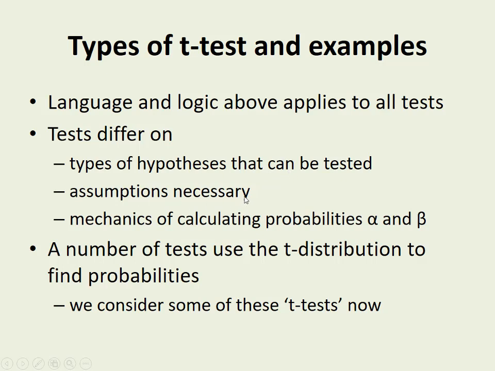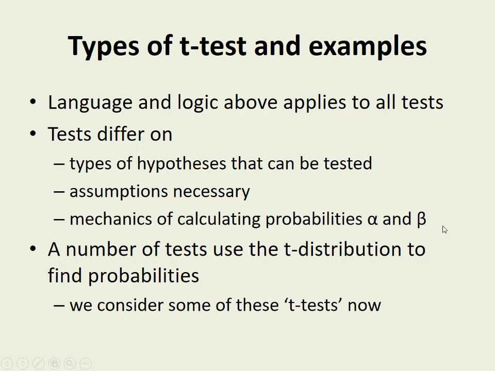They always need assumptions, and the type of assumptions you need for each test is different. And then the thing that affects you most when you're doing the test is the mechanics: the formulas if you're doing it by hand, or the commands you have to use with Stata or Excel, and how you get these probabilities alpha and beta. The previous slide just showed you what alpha and beta are. Alpha is the probability of rejecting the results if the null hypothesis is true. That's often similar to the p-value.